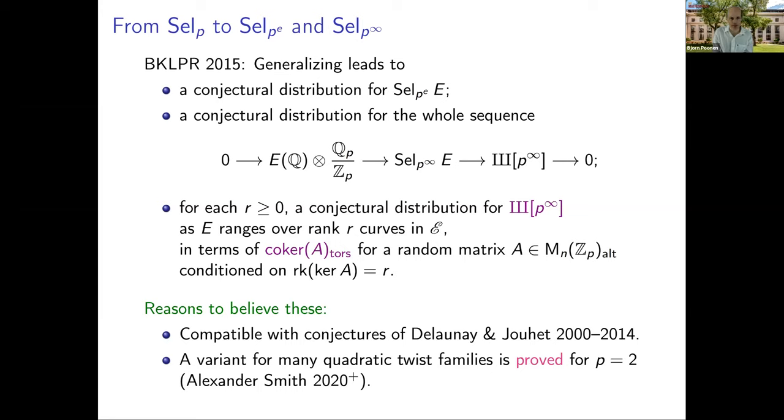There are many reasons to believe all these conjectures on this page. First of all, there are some prior conjectures by Christophe Delaunay and Jouhet, starting in 2000, that made predictions, Cohen-Lenstra heuristic kind of things adapted to predicting the distribution of these groups. And our conjecture matches theirs in the cases where they both apply. Also, recently Alex Smith proved that this distribution is correct for p equals 2. Not for the family of all elliptic curves, but for many families of quadratic twists. So I hope you all believe this.